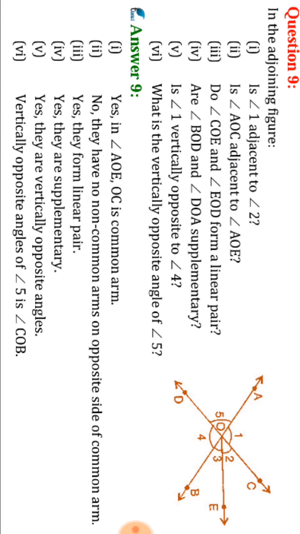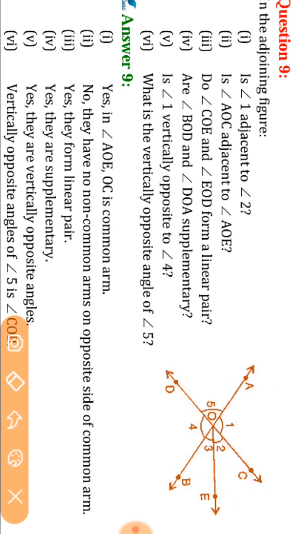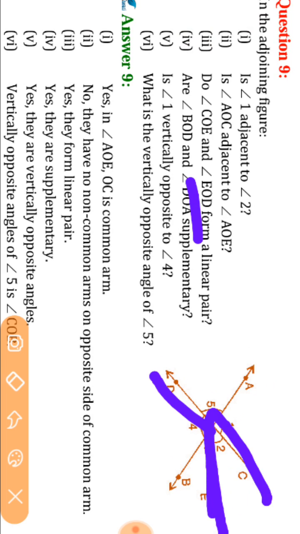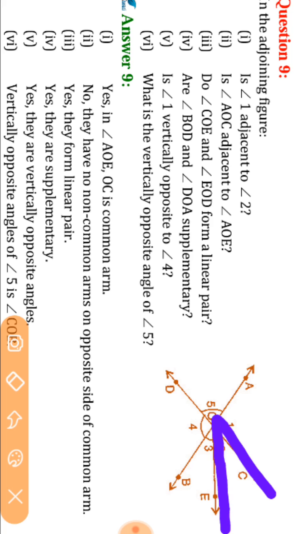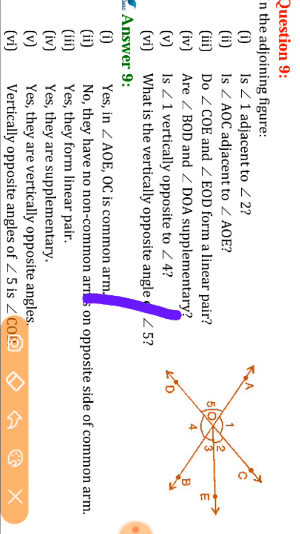Okay. Then angle COE. Where is COE? COE and EOD. See here. This one and this one they are considering. Are they linear? Yes. See, this angle and this one create a line here. Yes, CD is a line it creates. Yes, they form a linear pair.